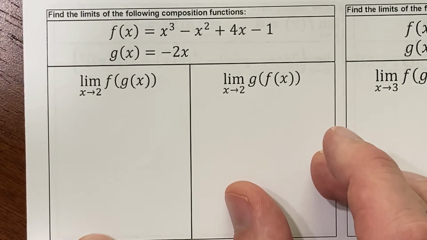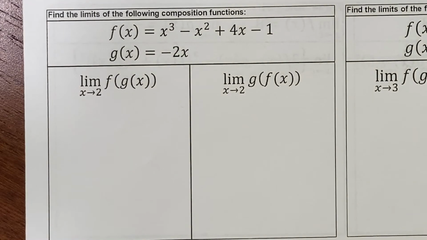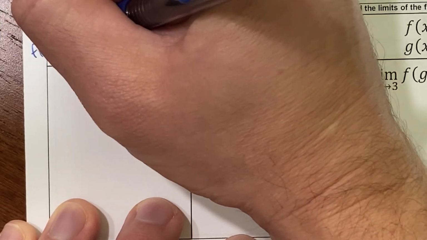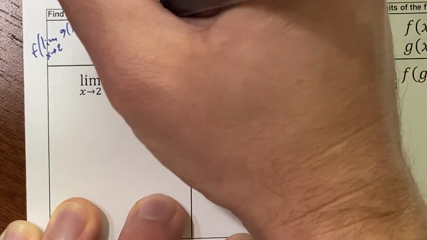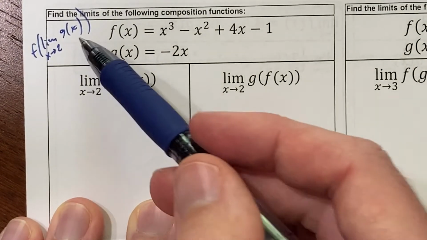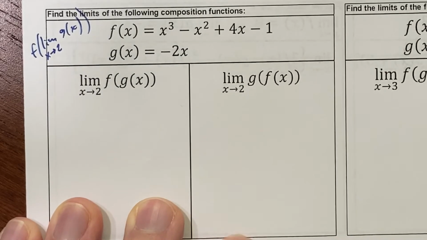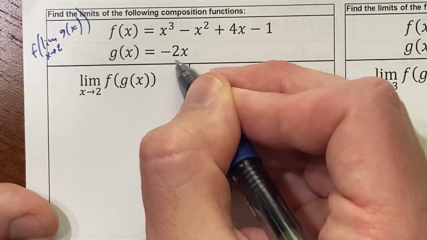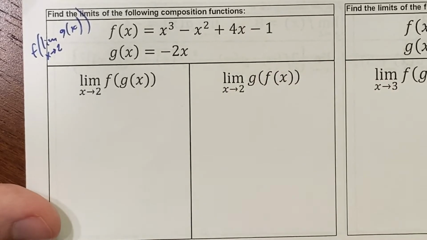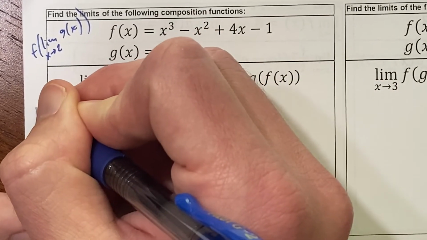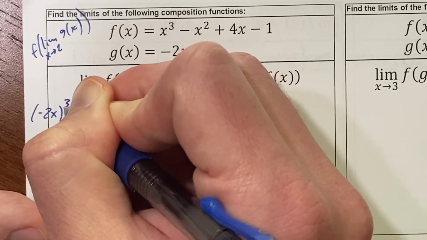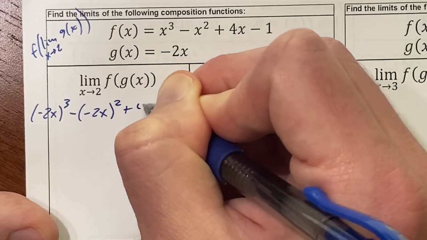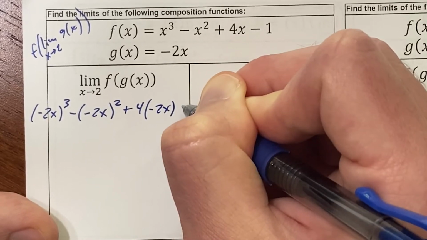I think our notes said that this is equal to f of the limit as x approaches 2 of g of x. I think that's how we wrote it, and that's okay. We're going to find the limit of g of x and plug it in up there. But I want to write it out like this. So I've got g of x is negative 2x, and I'm going to plug it in wherever I see an x up there. Make sure you write kind of small. So I've got negative 2x cubed minus negative 2x squared plus 4 times negative 2x minus 1.